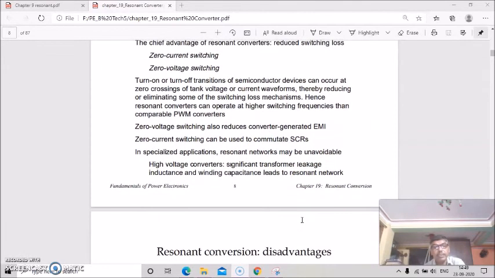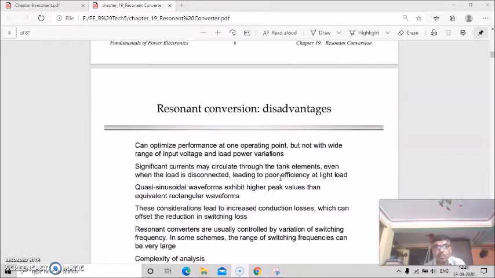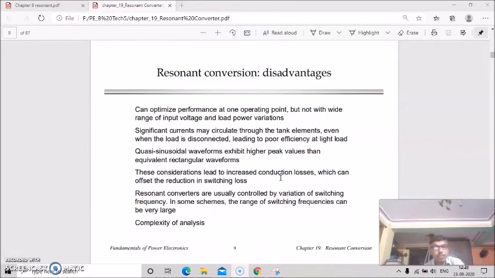In specialized applications, such as high-voltage converters, significant transformer leakage inductance and winding capacitance lead to a resonant network. Resonant conversion also has disadvantages: performance can be optimized at one operating point, but not over a wide range of input voltage and load power variations.